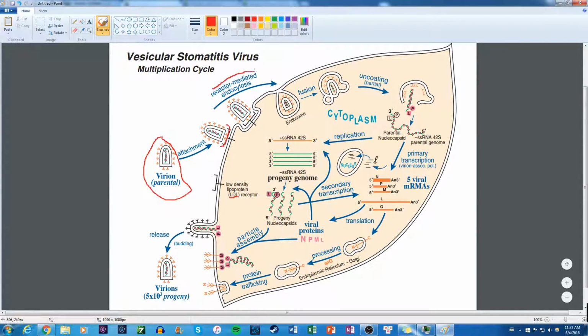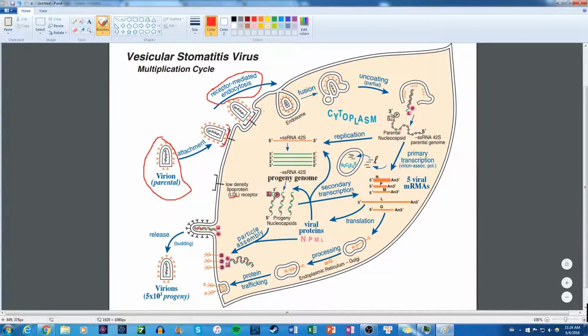Anyways, you have attachment, and then you have receptor-mediated endocytosis. So it's a bit different from poliovirus, where, I mean, it's similar in the sense that they both have to get absorbed into a cell, or the cell brings it in, and they both have to attach to receptors, obviously. But remember, in the polio one, some viruses can just simply inject their genome into the cell. But this rhabdovirus has no second options. It has to be engulfed by the cell via receptor-mediated endocytosis.